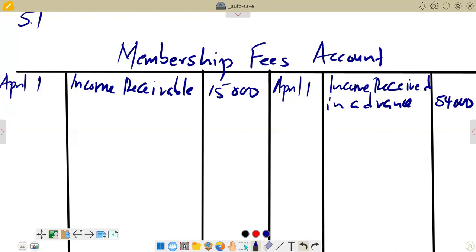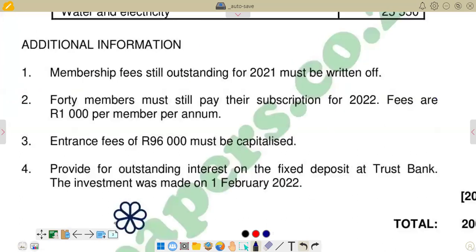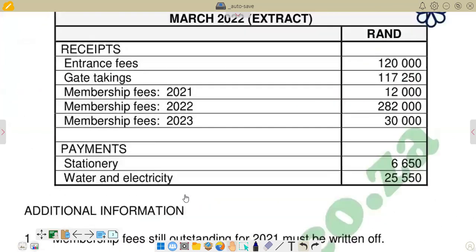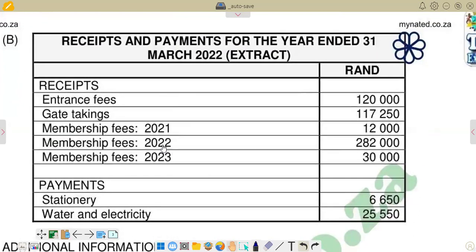And then we go to other transactions that we are given in the question that will apply to the membership fees account. If you come here in the receipts and payments account, you'll see that we have got the membership fees that were received during the year. So we are just going to pick all of them and enter them in our membership fees account.